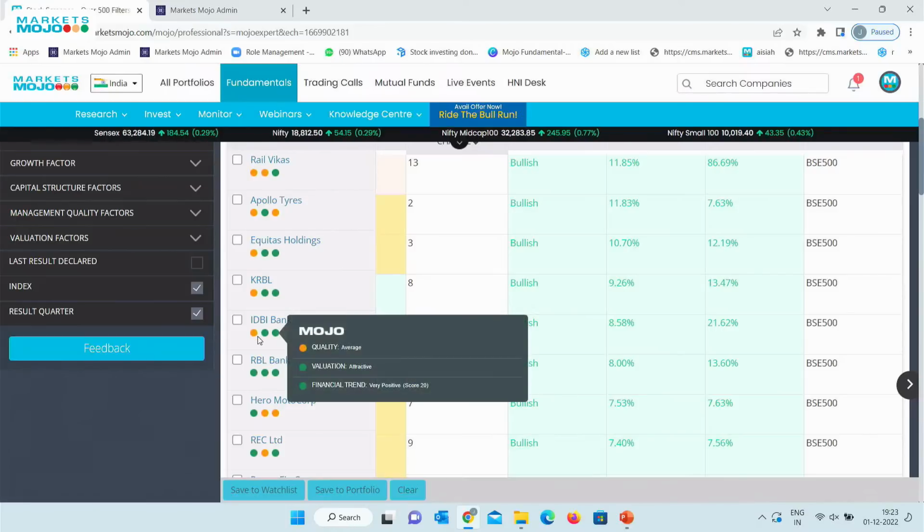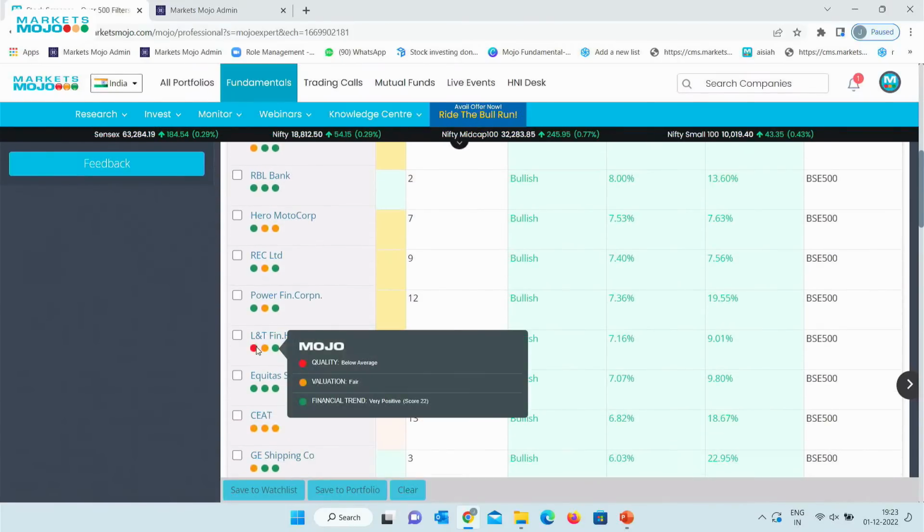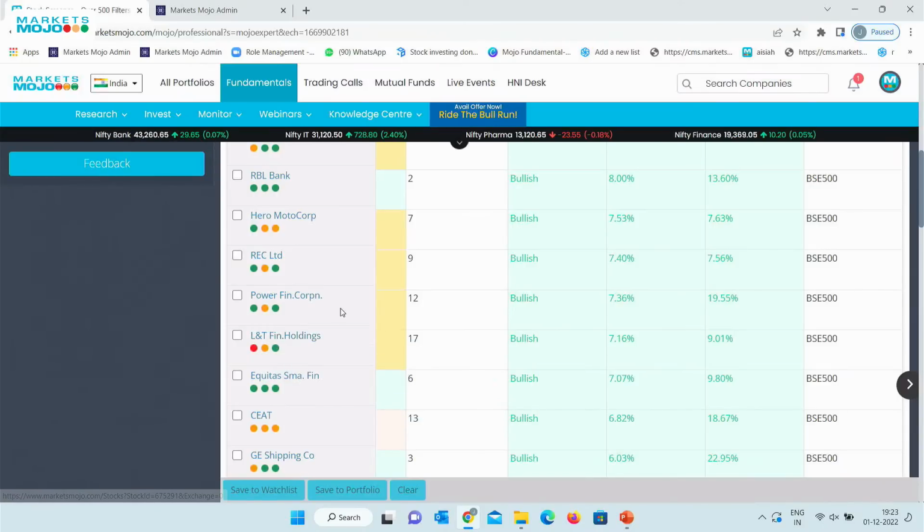If you see most of the companies, I can see quality as average. There's one particular company with quality below average. So you'll have to be careful before picking these companies. Don't go and buy all these 46 companies. You'll have to understand where these 46 companies actually fit in your risk profile. Can you pick this particular company?